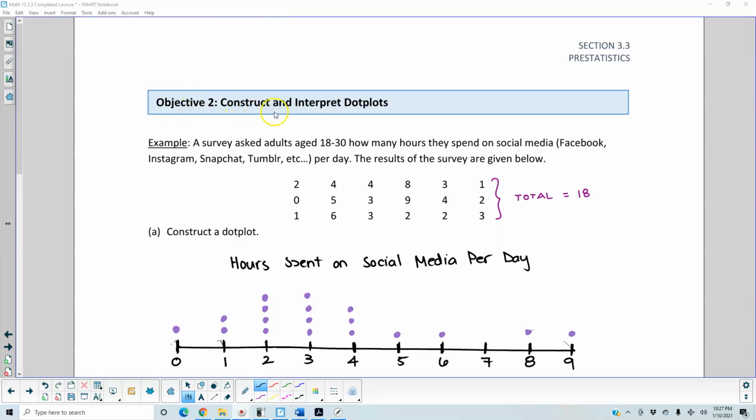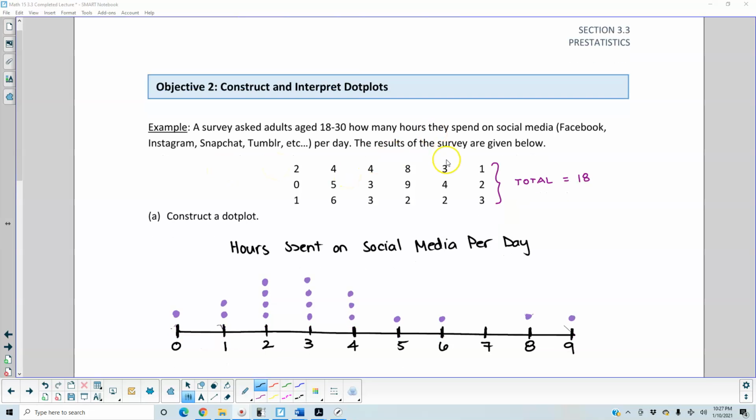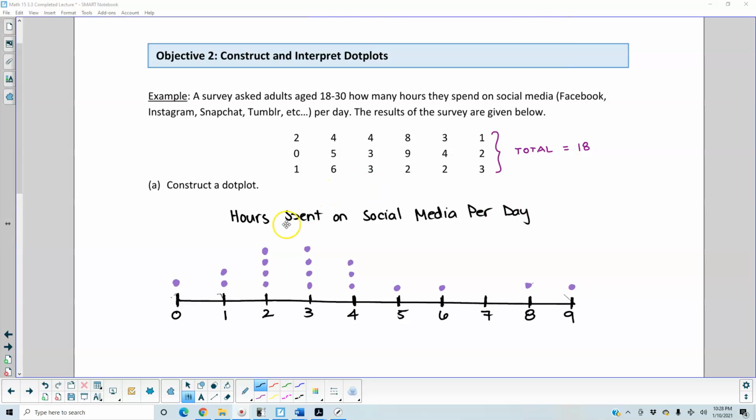Objective 2. Construct and interpret dot plots. Example: a survey asked adults aged 18 to 30 how many hours per day they spend on social media, Facebook, Instagram, Snapchat, and so on. The results of the survey are given below. So here are the results of the times, and there are 18 recordings in total. So we're going to construct a dot plot.